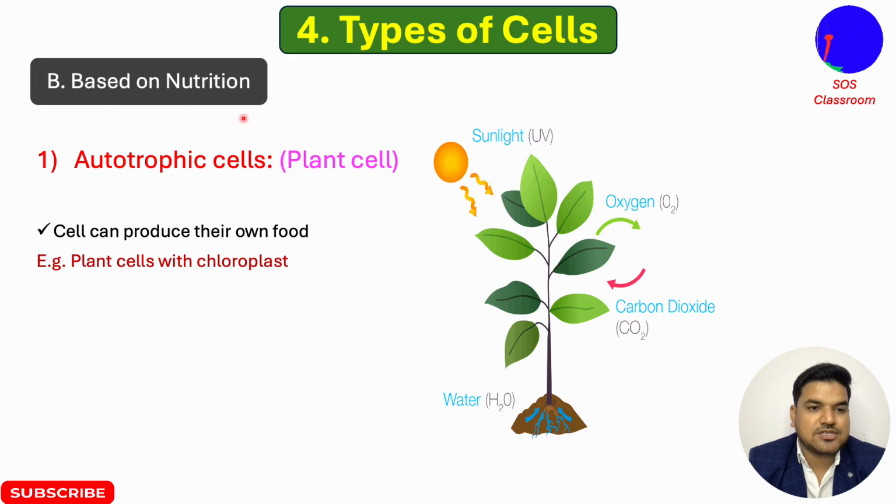Next, based on the nutrition, that is autotrophic cells. Autotrophic cells means the cell can produce its own food. You can see the sunlight, the water taken from the earth, and the carbon dioxide taken from the environment, making food with the help of the chloroplast, because chloroplasts are present in the leaf, and forming oxygen which animals can inhale easily.